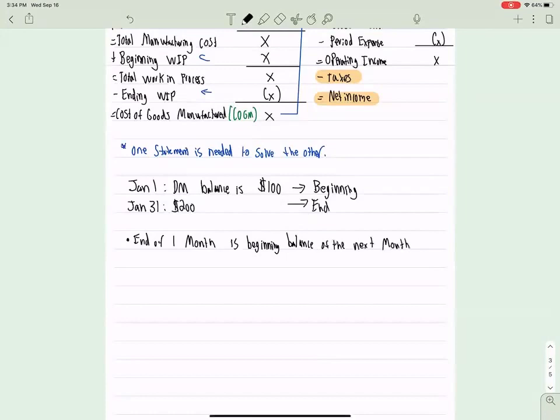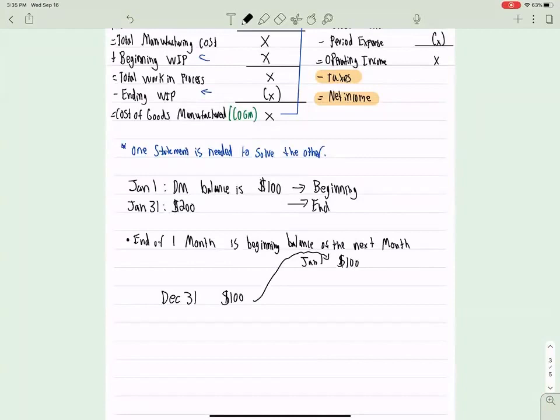Okay? So I'll visualize it here for you guys. Let's say December 31st, we had $100 of DM. When we go to January 1st, that $100 hasn't gone anywhere, it just goes right up here. So the end of one month is the beginning of the next. That is what I want you guys to understand. So that's another trick that could be on the exam.